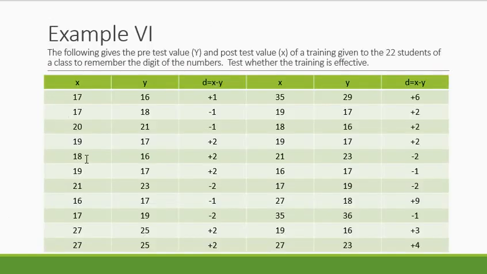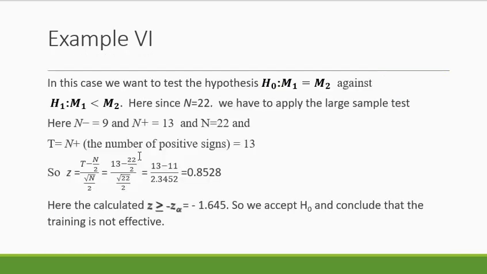As an example, here it is given 22 students, with pre-test and post-test values, and we wanted to test whether there is any improvement in the student performance. So the hypothesis is H naught: M1 equal to M2, against H1: M1 less than M2. That is, the second score is greater than the first.